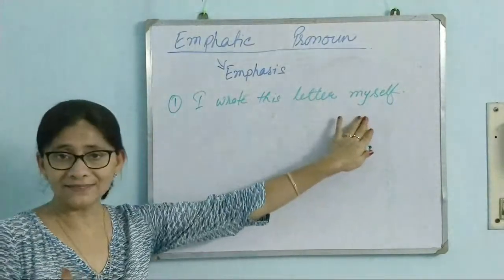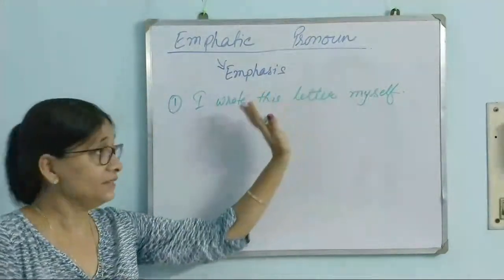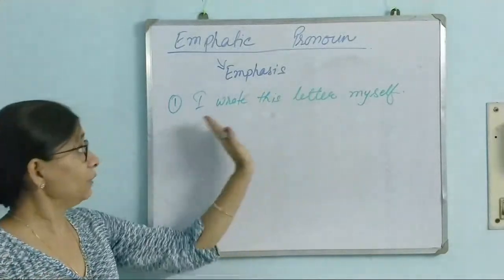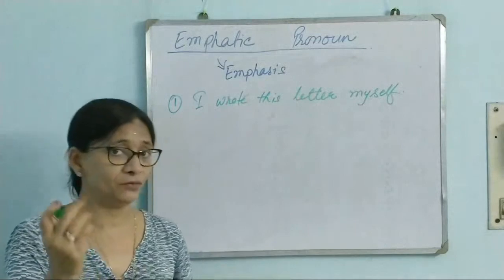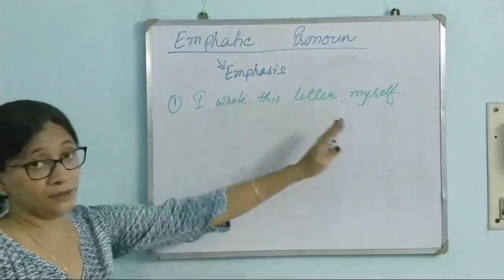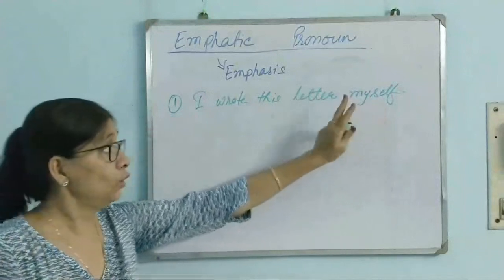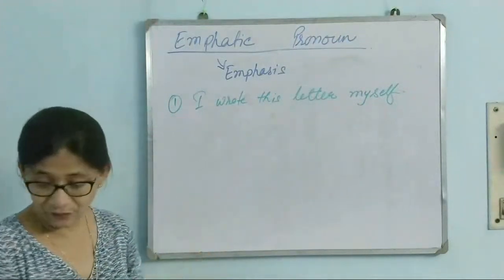So isn't myself giving some strength to the sentence? I wrote this letter. It was a casual sentence. But if I say, I wrote this letter myself, that gives a little strength. So, strength or emphasis. That is why it is emphatic pronoun. All the self words are emphatic pronoun.